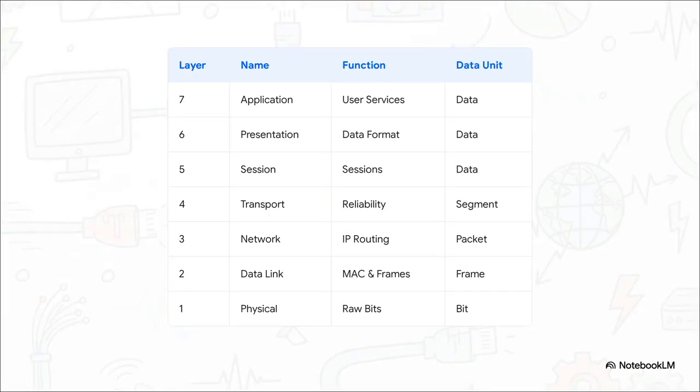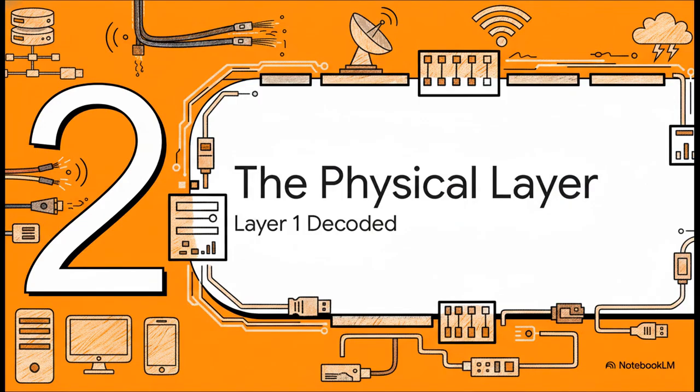Now, if you want a bulletproof way to memorize the full 7-layer stack for your exams, and trust me, your teacher will ask this, write down this classic mnemonic. All people seem to need data processing. That's application, presentation, session, transport, network, data link, and physical. While the upper layers handle all the fancy user services and software, today we're living at the absolute bottom of the barrel, Layer 1. Which brings us to Section 2, decoding the physical layer.